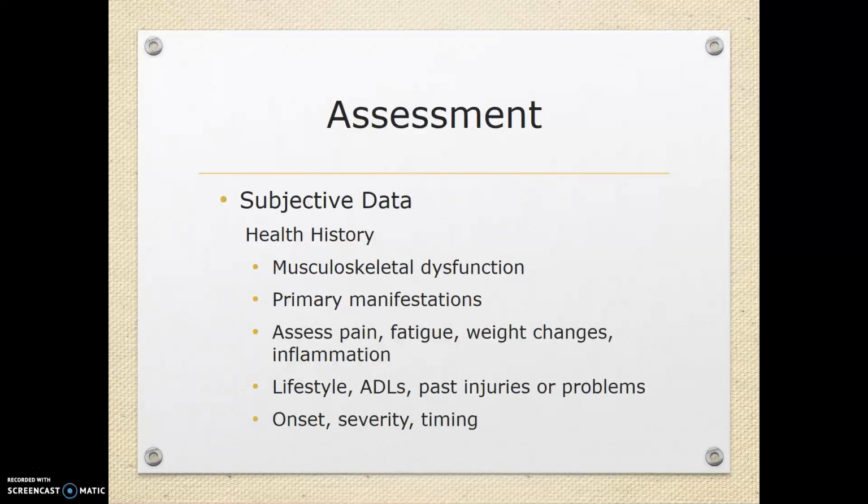So subjective data. Health history. What types of questions are you going to ask? Musculoskeletal dysfunction. Are they having any new problems with mobility? Do they have pain, fatigue, any weight changes, inflammation, any past injuries, onset, severity, and timing of any mobility problem?